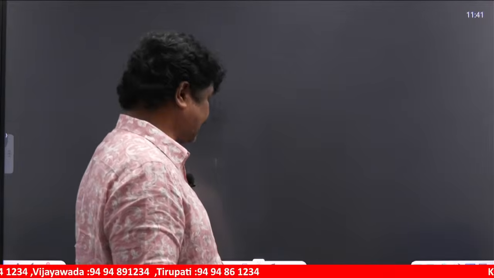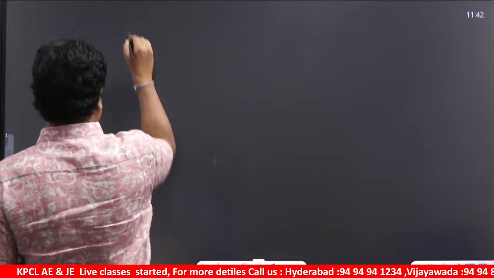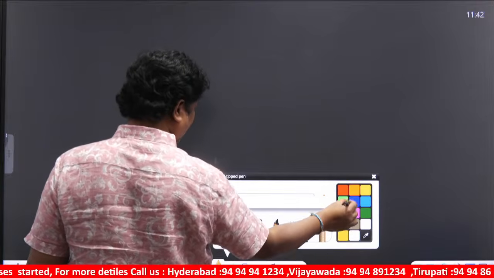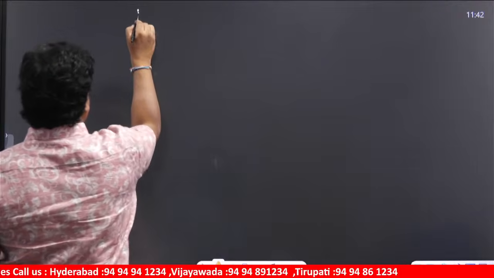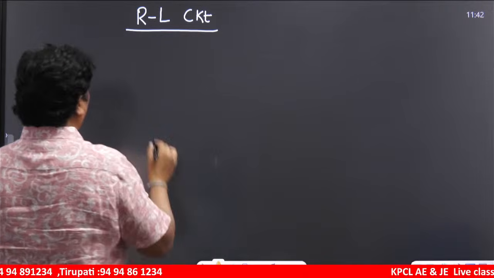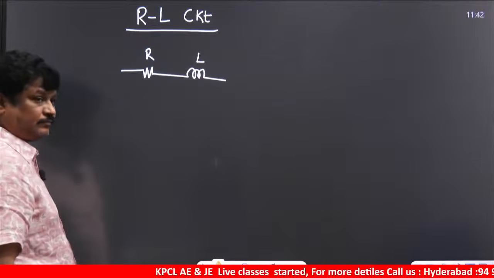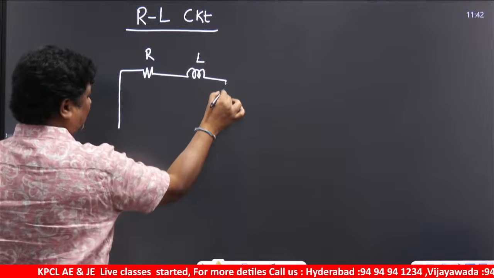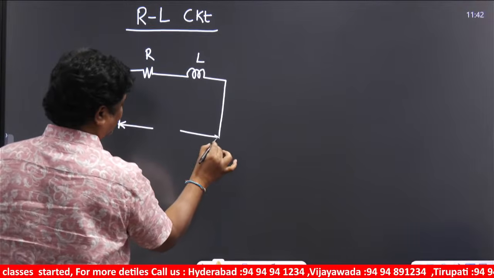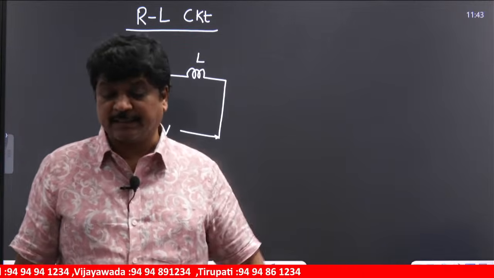Now, up to now what we discussed, we have a pure resistor, pure inductor, pure capacitor. Now the combination of resistor and inductor is called an RL circuit, resistor inductor circuit. We have a resistor here, there is an inductor here, R and L. The total voltage V is here. These two are connected in series.